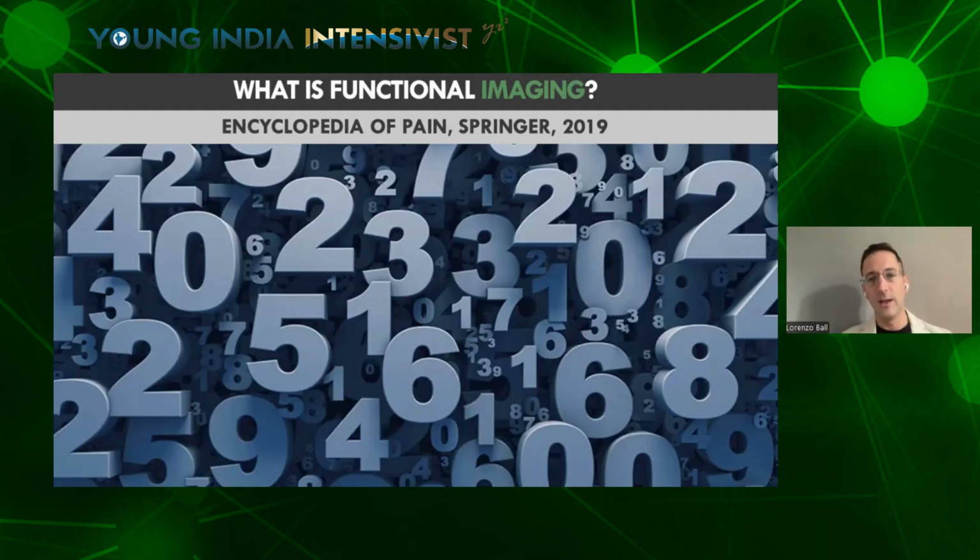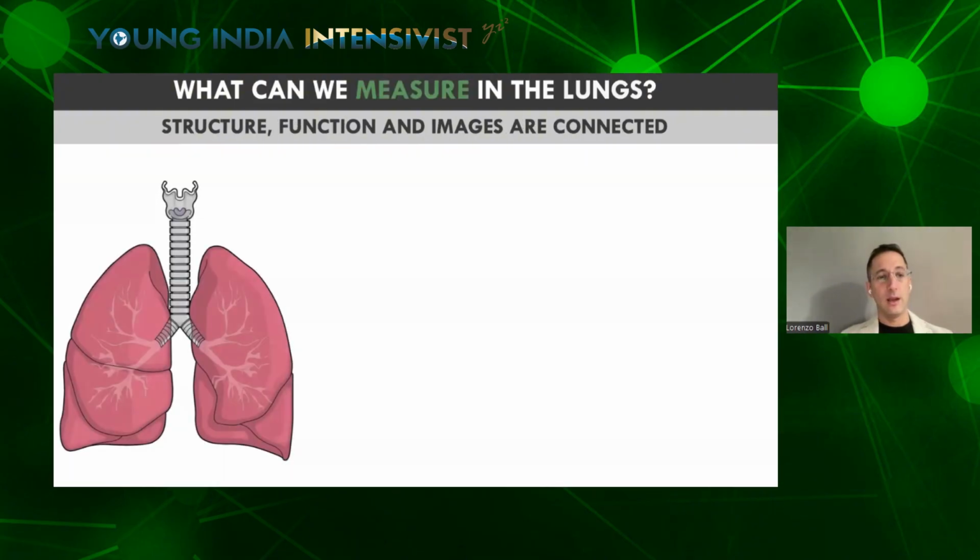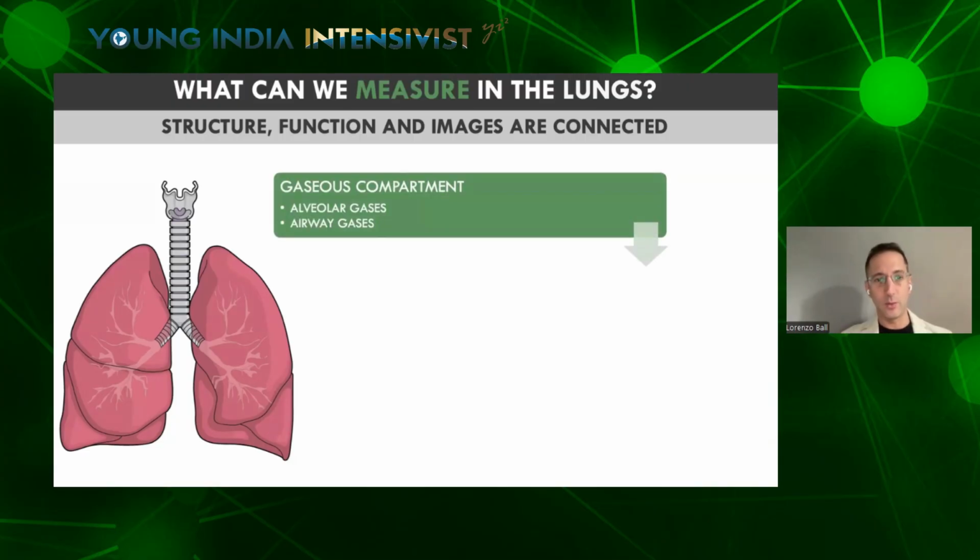Thinking about the lungs, what can we measure? We have to think about the fact that the anatomical structure of the lung, the function of the lungs, and what we get out from images are, of course, strictly connected. When we inspect the lung, we have to think about a gaseous compartment made up of alveolar gases, the gases trapped inside the airways.